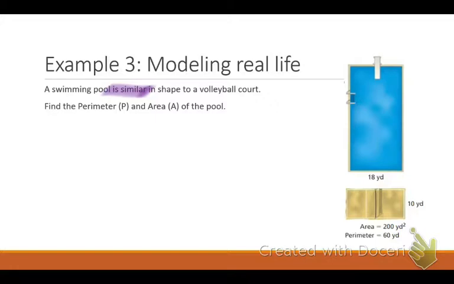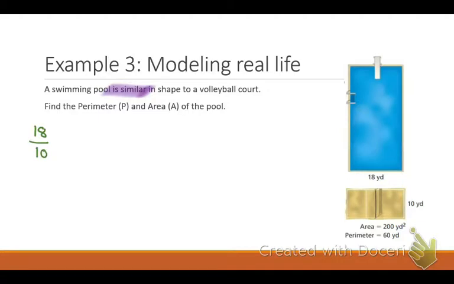So what dimension am I given on both of the figures? Look here at the figures. What dimension do you see? Do you think that's the length or the width? It's the width. So I have the width of the swimming pool and the width of the tennis court. I'm going to put that into a ratio. What does it look like in a ratio, Colin? 18 over 10. There we go. So I'm going to write 18 over 10, not reducing it.